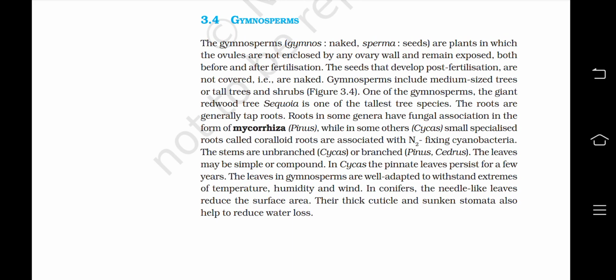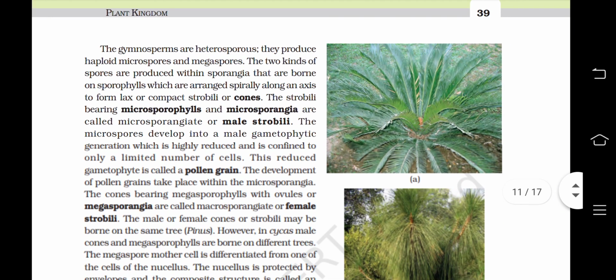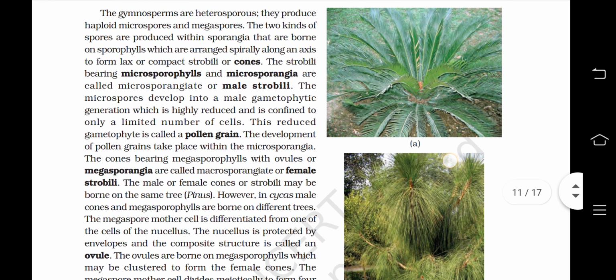The leaves may be simple or compound. In cycas, the pinnate leaves persist for a few years. The leaves in gymnosperms are well adapted to withstand extremes of temperatures, humidity, and wind. In conifers, the needle-like leaves reduce the surface area. Their thick cuticle and sunken stomata also help to reduce water loss. The gymnosperms are heterosporous. They produce haploid microspores and megaspores.